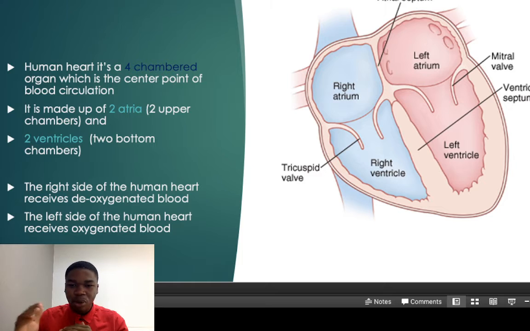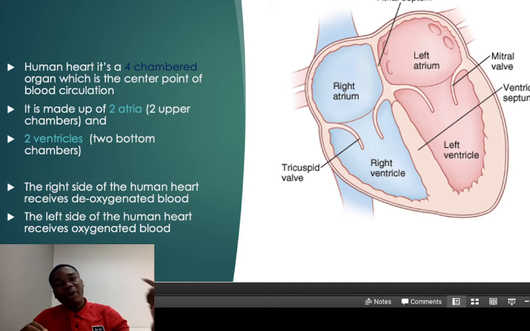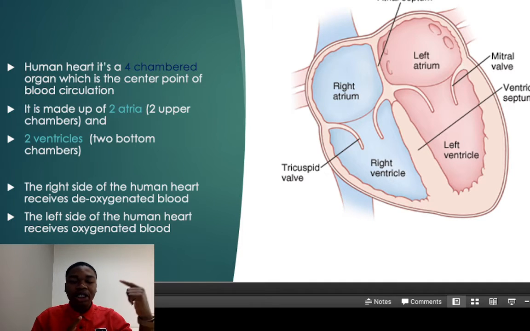This chamber is thick walled. We will emphasize that. The right side of a human heart receives deoxygenated blood. The one that you can see in a bluish color is dealing with deoxygenated blood, mainly from the body. So deoxygenated blood comes into the right part of the human heart.